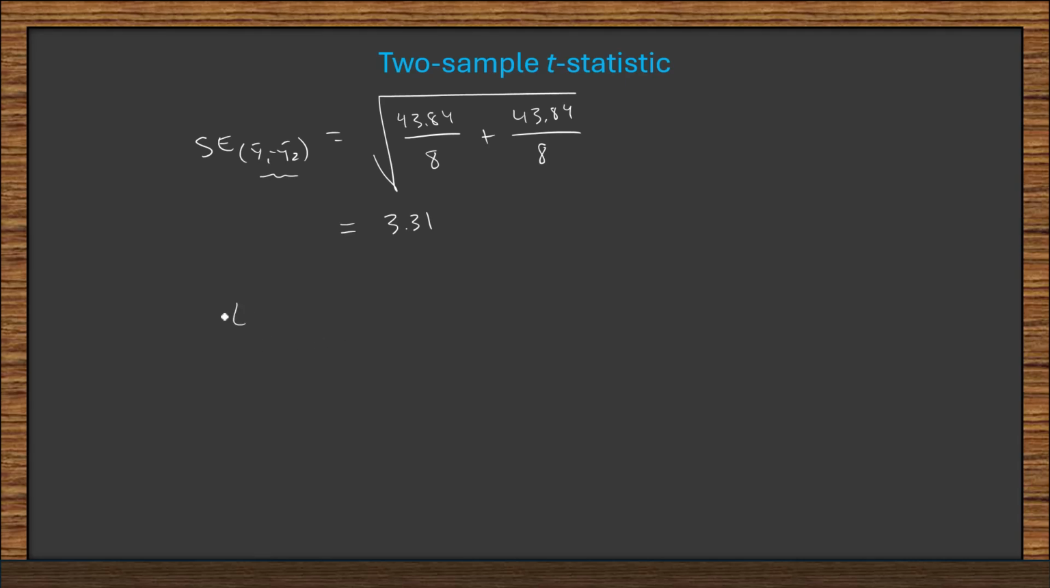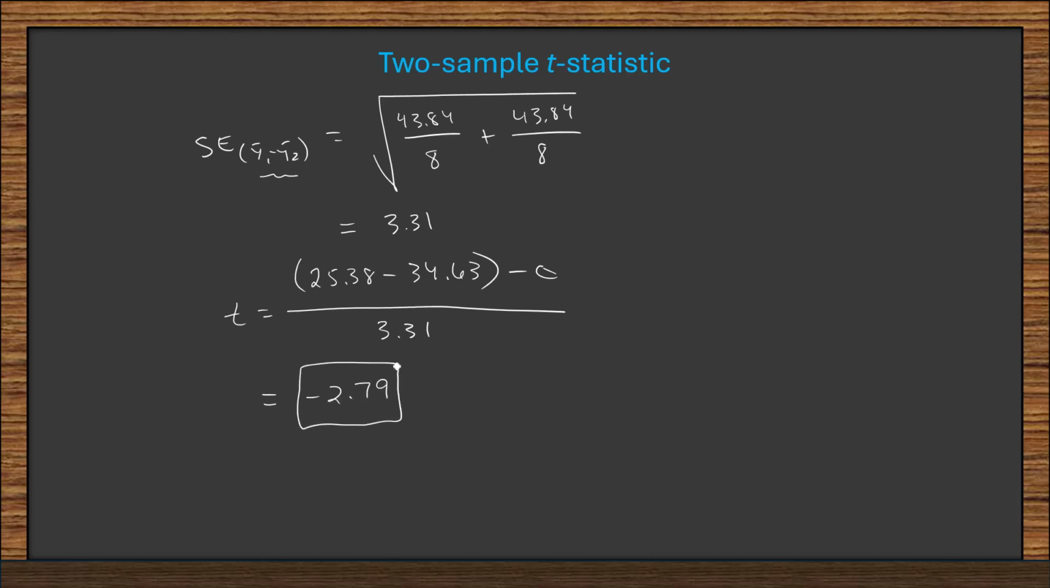Now we can use that to calculate our t-statistic that will be used to test our null hypothesis. We have the difference in the means, which is the mean for the first group, 25.38, minus the mean for the second group, 34.63. We expect that to equal 0 if the null is true. Then we divide by 3.31, and our statistic equals negative 2.79. And so we'll use this statistic to test the null. But I want to highlight here, it's negative because it happens that group 1 had a lower mean than group 2. If I reverse these two, it would simply be a positive 2.79.